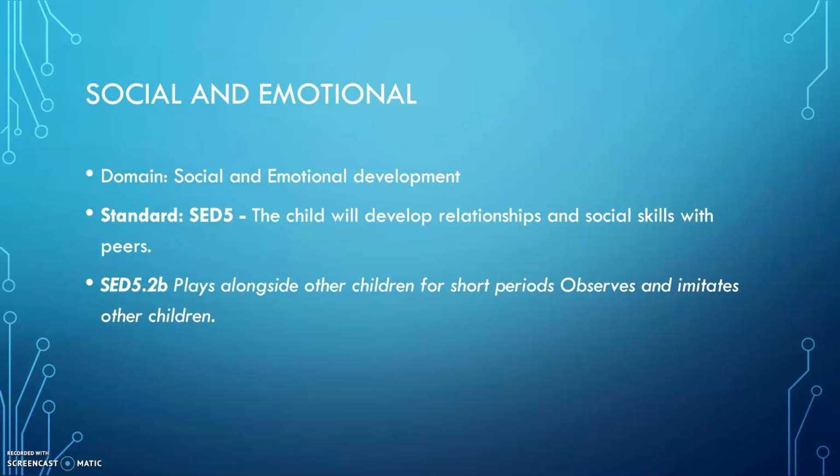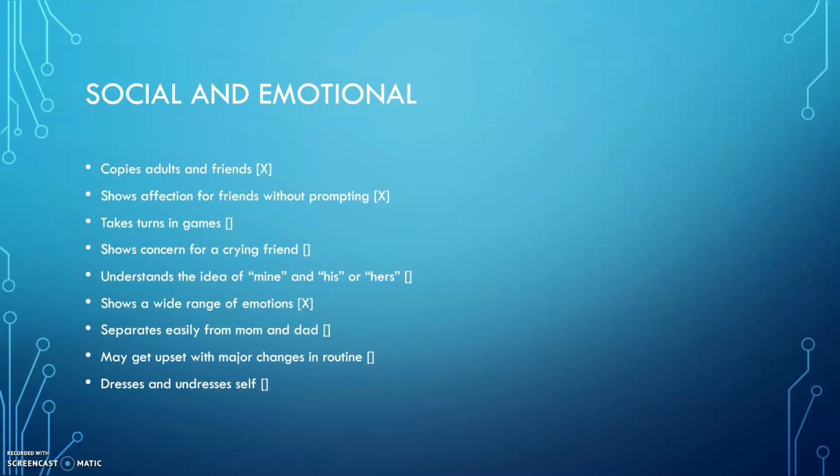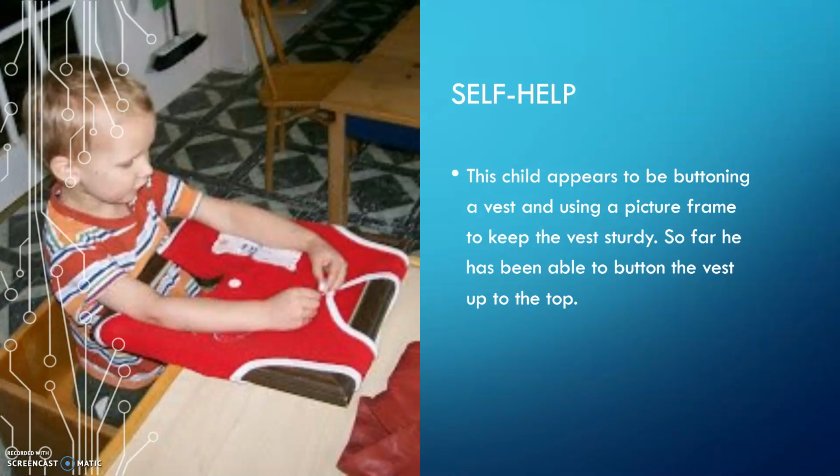Social and emotional domain. Social and emotional development. Standard. The child will develop relationships and social skills with peers. Indicator. Plays alongside other children for short periods, observes and imitates other children. Here I have included the developmental checklist for social and emotional as well in this slide.